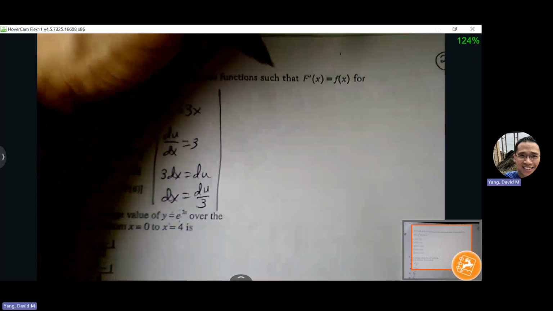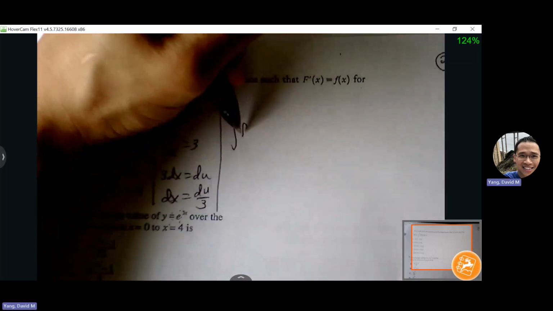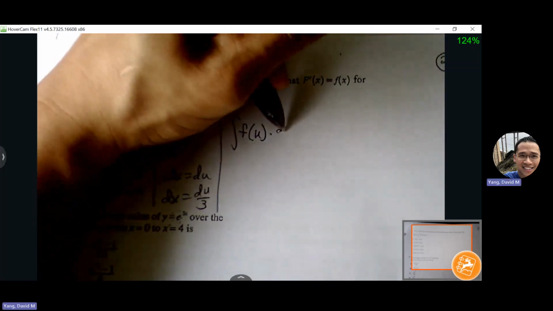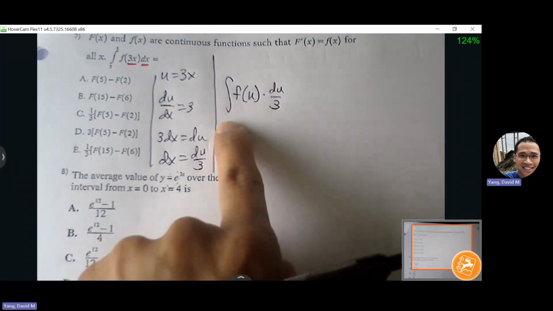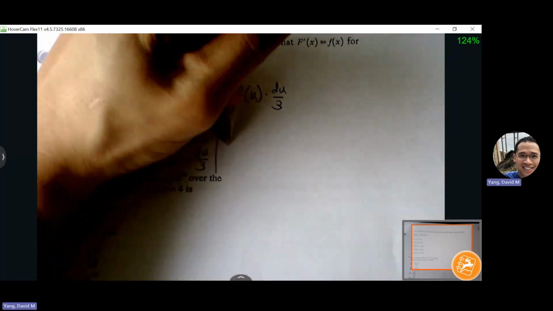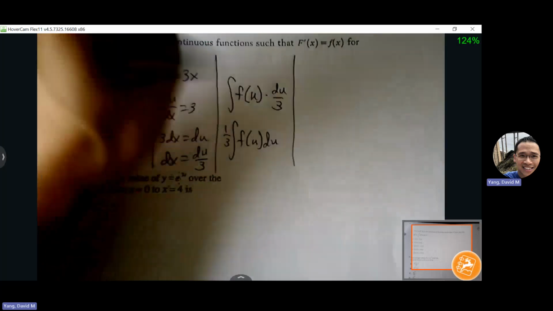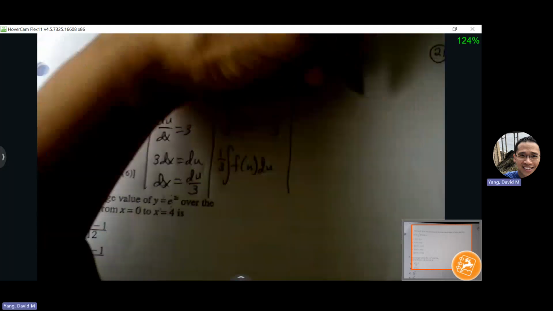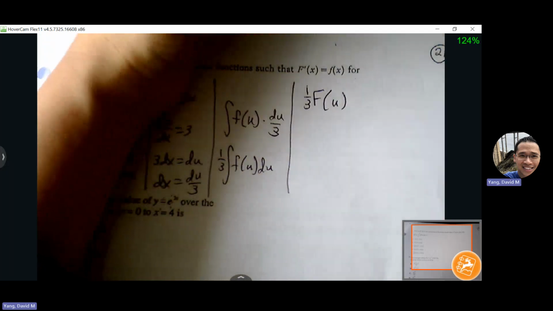Right, let's convert everything in terms of u. So f of u times du over 3. This really pulls out a what in front? Third. Okay, I'm not going to worry about the balance just yet. Lowercase f becomes what? Antiderivative. Uppercase, right? So the 1/3 will come along with it. So uppercase F of u.